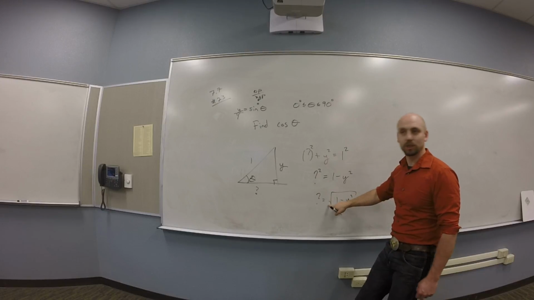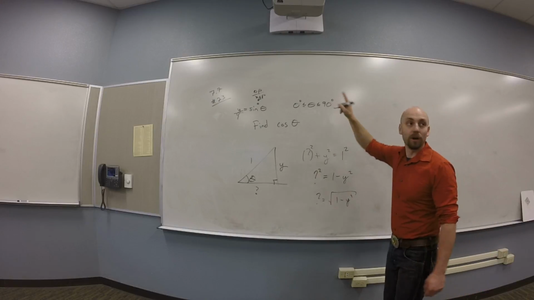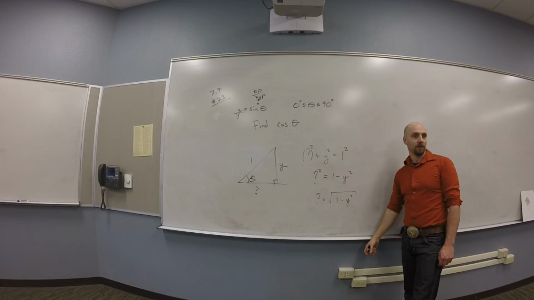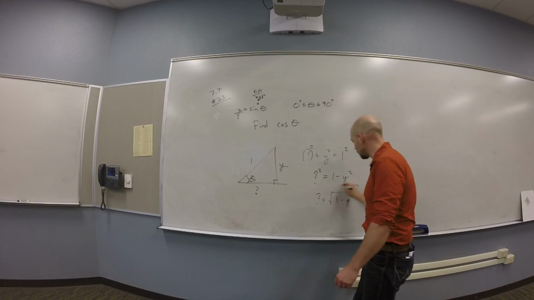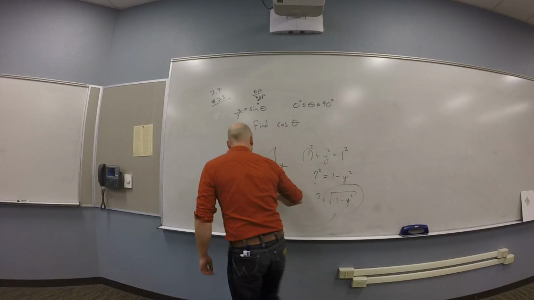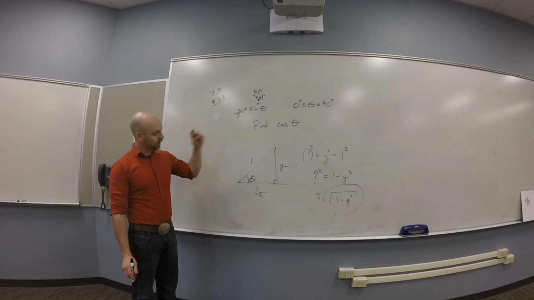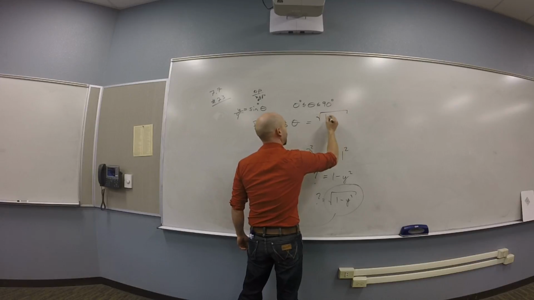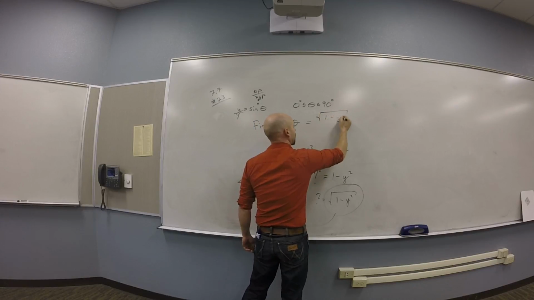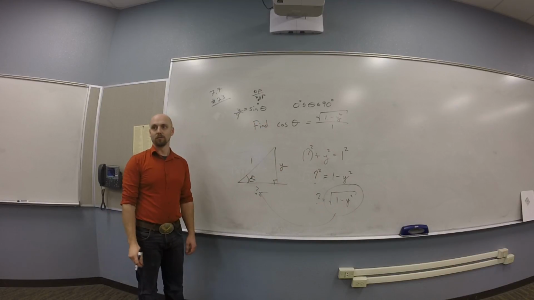And I'm not sweating the plus or minus that should go here, because I know my angle is between 0 and 90 degrees, so this is positive. That restriction takes care of it. Now you can replace your question mark with that. So this label goes right here on my triangle. Cosine is adjacent over hypotenuse, so it's the square root of 1 minus y squared over 1. Perfect. Good? Questions? That wasn't hard.